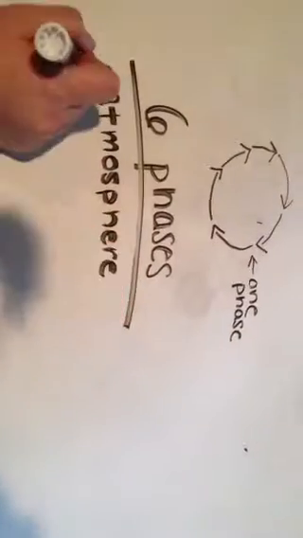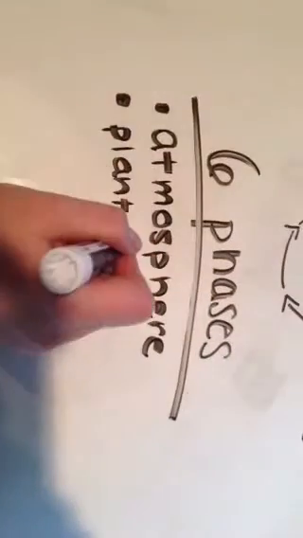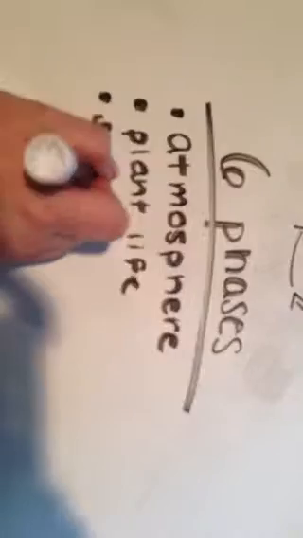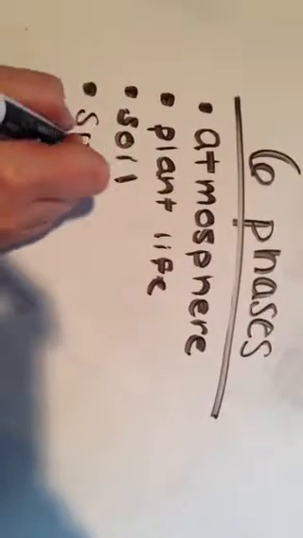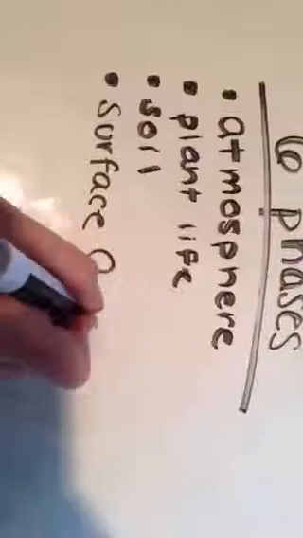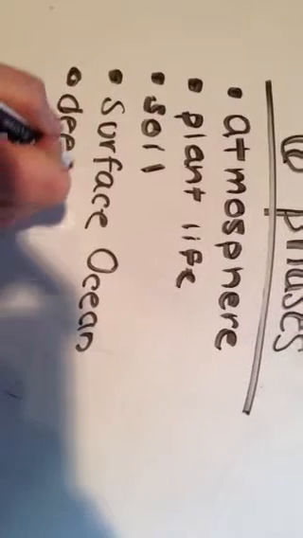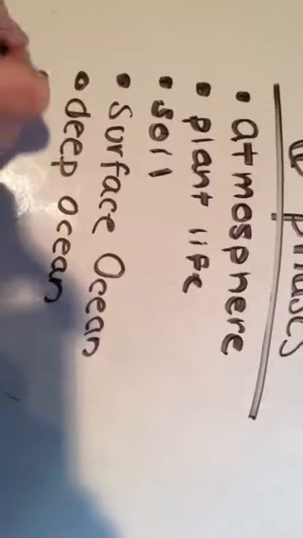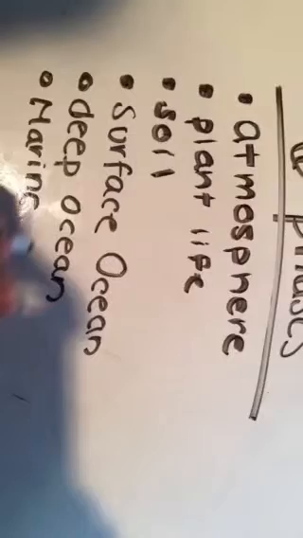Six phases the element can go through are atmosphere, which is the gases above the earth; plant life, which is the plants; soil, which is where the plants grow; surface ocean, which is the uppermost layer of the ocean; deep ocean, which is the lowermost part of the ocean; and marine life, which includes the living animals of the ocean.